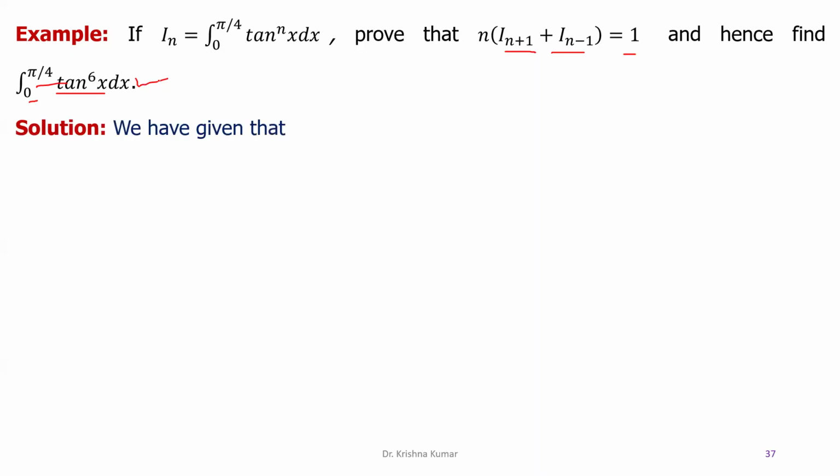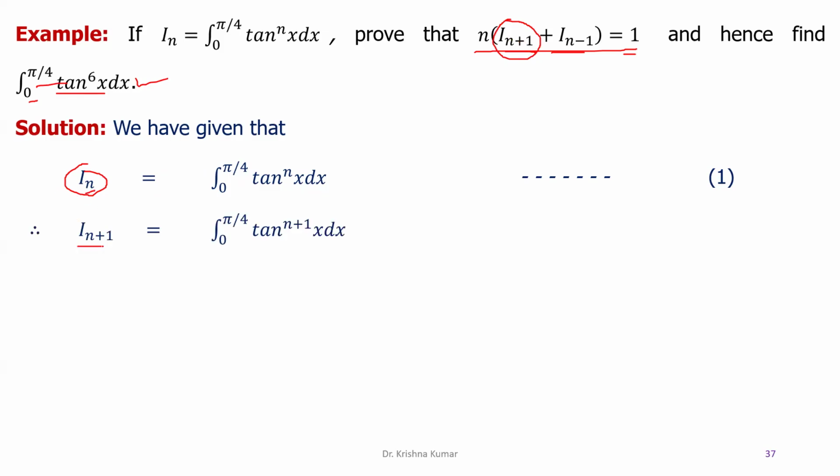We have given that I_n is equal to the integration of tan to the power n x dx under the limit 0 to pi by 4. Then we have to prove this result. So now just look here, this is I_n. We have to first calculate what is I_{n+1}. So here instead of n, we have to put n plus 1. Therefore I_{n+1} is equal to the integration of tan to the power n plus 1 x under the limit 0 to pi by 4 with respect to x, because this n is replaced by n plus 1.